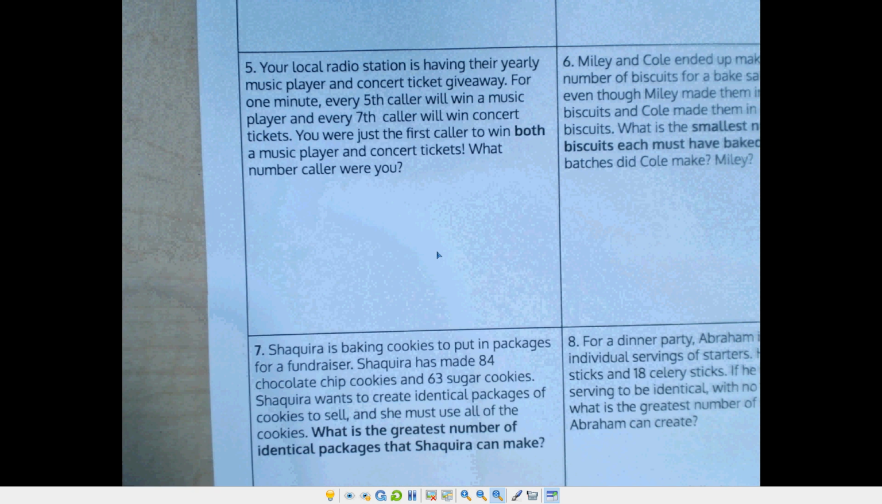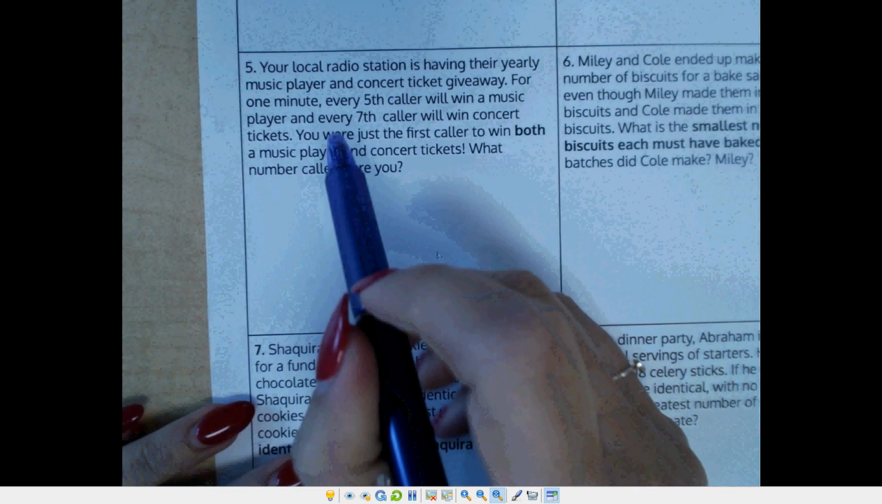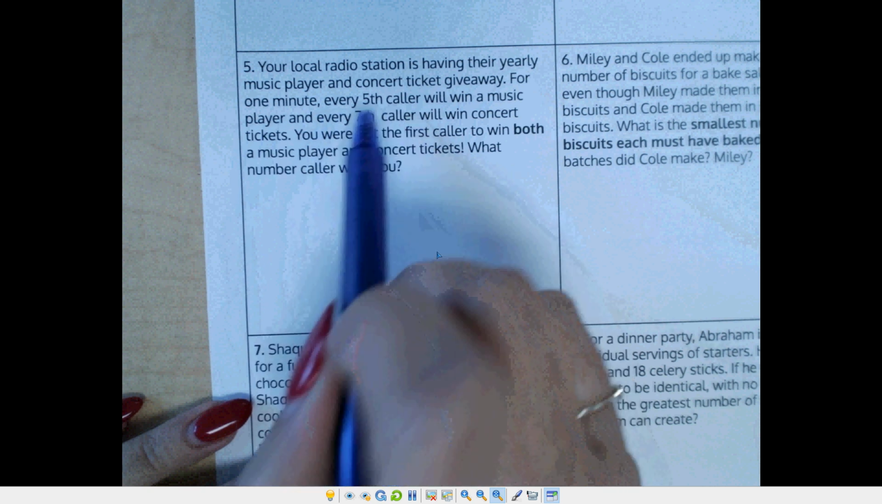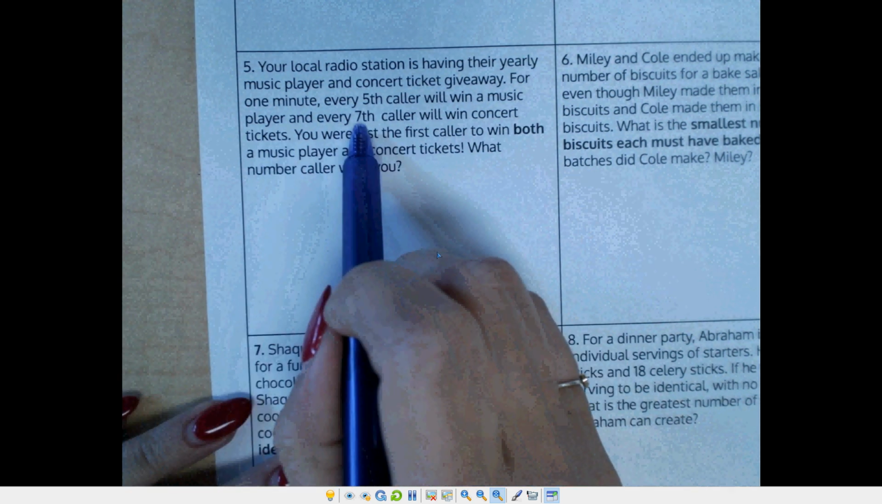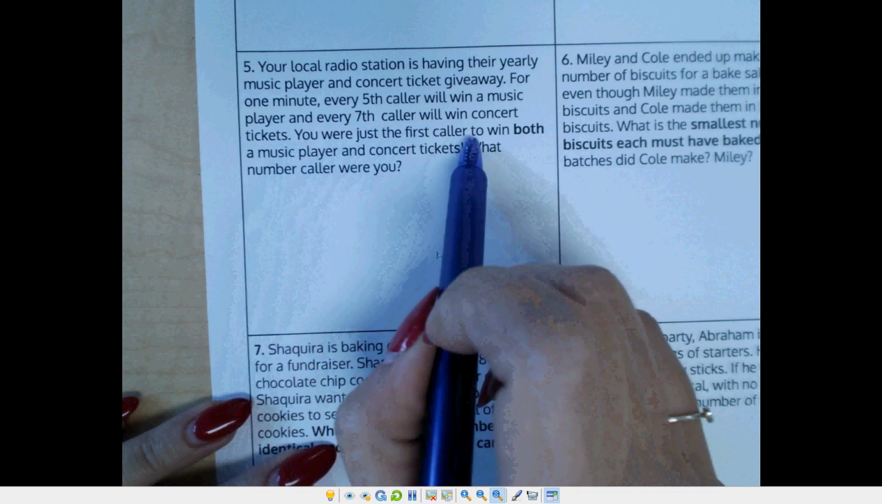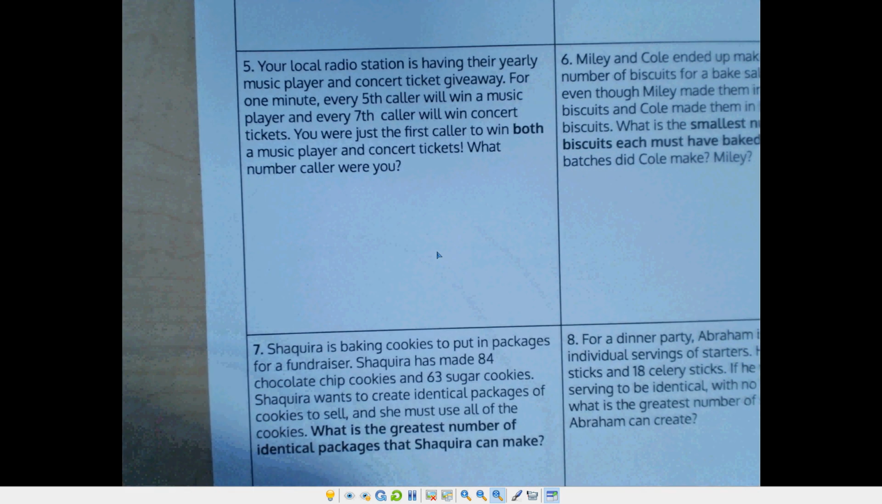Your local radio station is giving away their yearly music player and concert ticket giveaway. For 1 minute, every 5th caller will win a music player and every 7th caller will win concert tickets. You were just the first caller to win both a music player and concert tickets. What number caller were you?